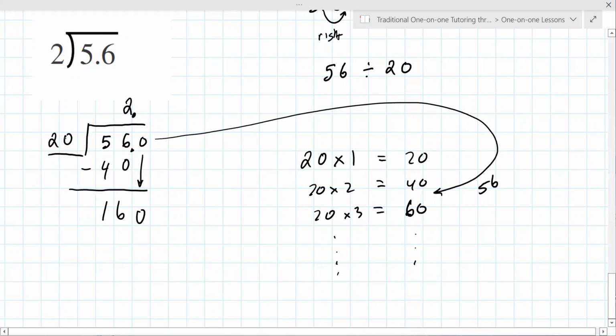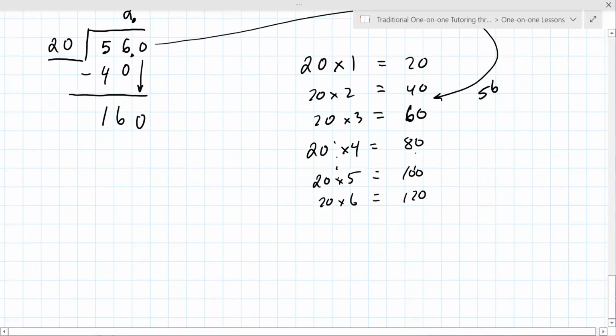Now, how many times does 20 go into 160? You're just guessing, so you have to keep going on this list here. 20 times 4 is 80. 20 times 5 is 100. 20 times 6 is 120. 20 times 7 is 140. 20 times 8 is 160. So there we have it.